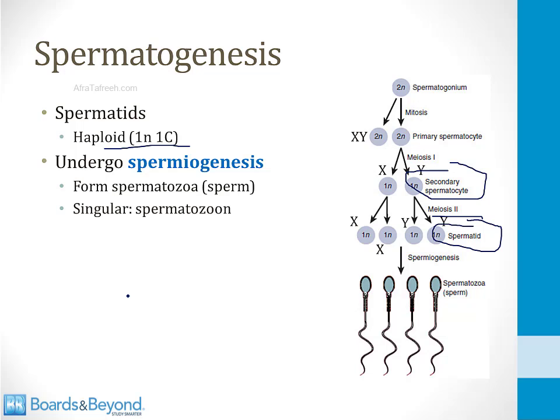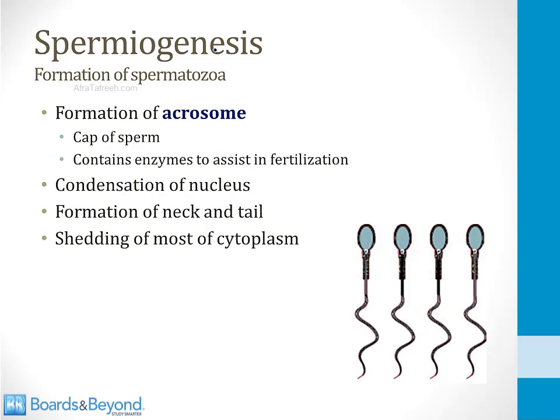Those spermatids have to undergo a process called spermiogenesis. This is different from spermatogenesis, even though the two names sound alike. In spermiogenesis, the spermatids form spermatozoa, or sperm. The singular is spermatozoan. And these are the cells that have the capability of fertilizing an egg. So spermiogenesis is the process of formation of spermatozoa from a spermatid.